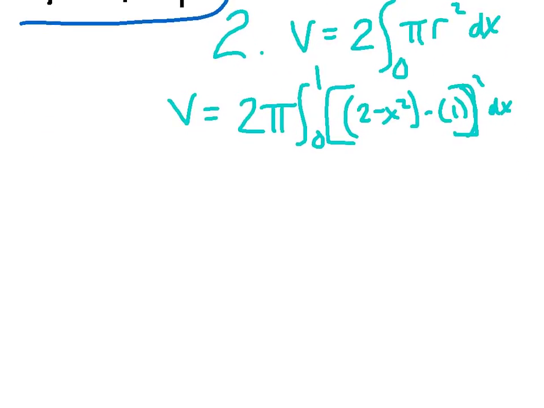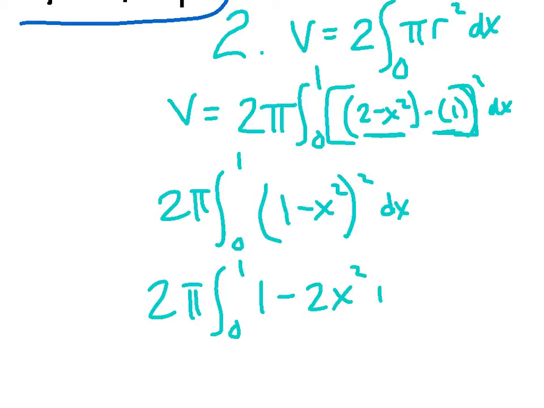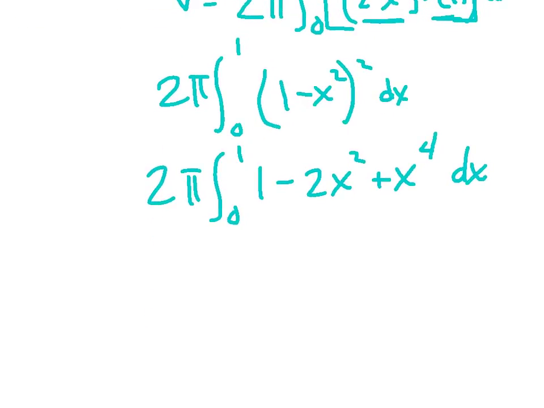Alright, so let's just take our time. I think this one's a little nicer. So I've got 2 pi, 0 to 1. If I clean this up inside, I actually have 1 minus x squared dx. Of course, this function minus 1 gets me 1 minus x squared. I'm going to FOIL that out instead of doing a u sub. So I've got 1 minus 2x squared plus x to the 4th dx. And then I'll just quickly integrate from there.